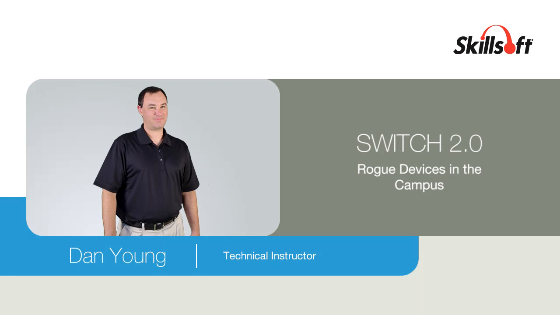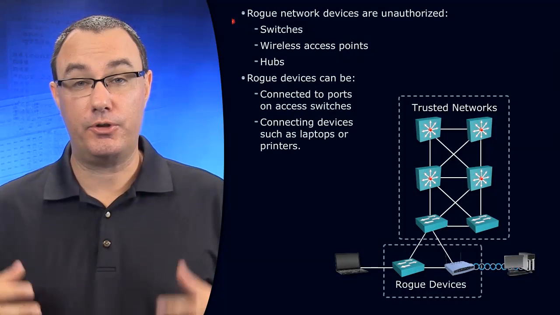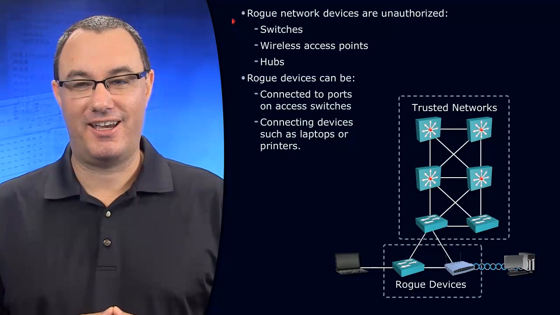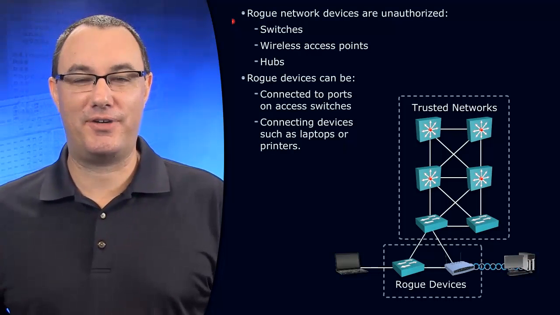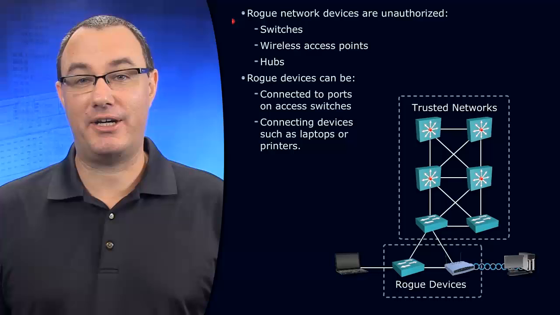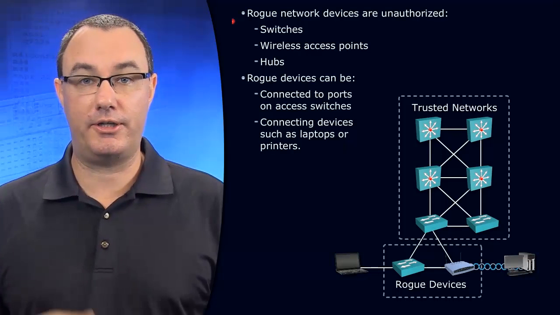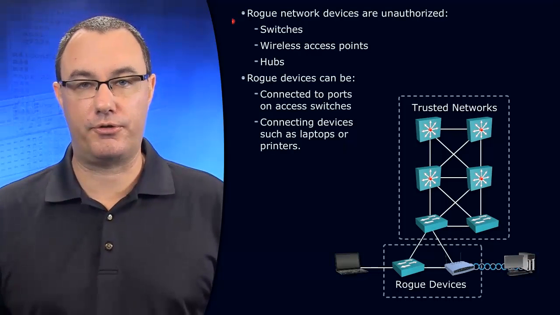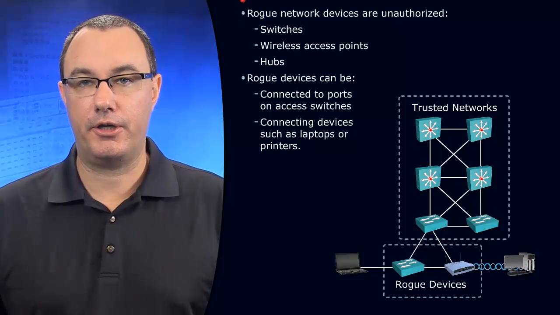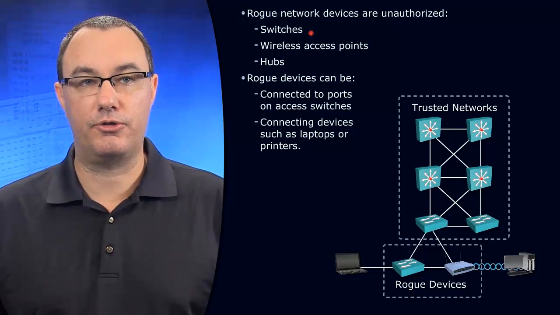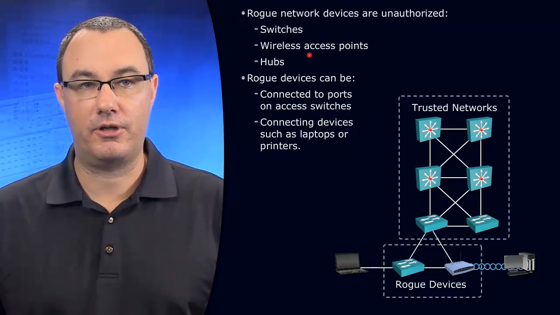In our campus network, we have the potential of rogue devices. And what does this mean? Is this a backstabbing device? No, this is a device that is unexpected, unwanted, not part of our infrastructure, our authorized infrastructure. The usual suspects are switches, access points, hubs.